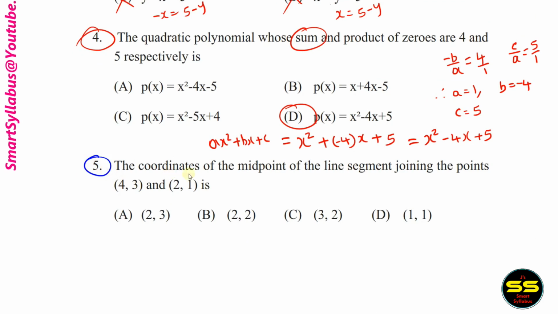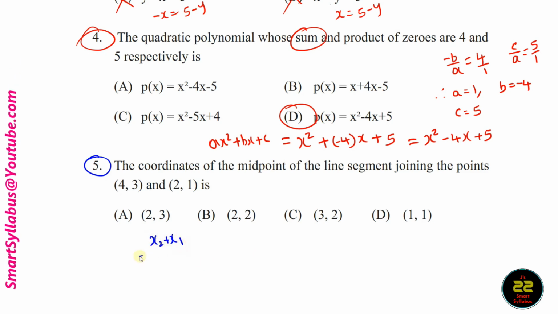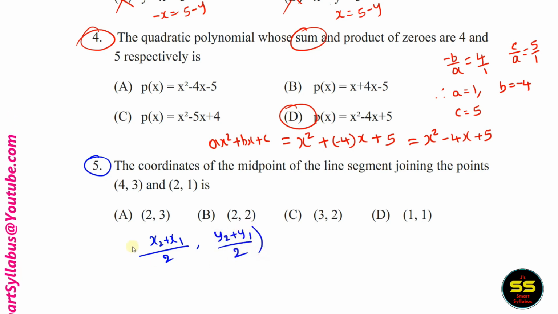Question number 5. The coordinates of the midpoint of a line joining the points (4, 3) and (2, 1) is... The coordinates of the midpoint means we have to use the midpoint formula here. The midpoint formula is (x1 + x2) by 2, and similarly here, (y1 + y2) upon 2.